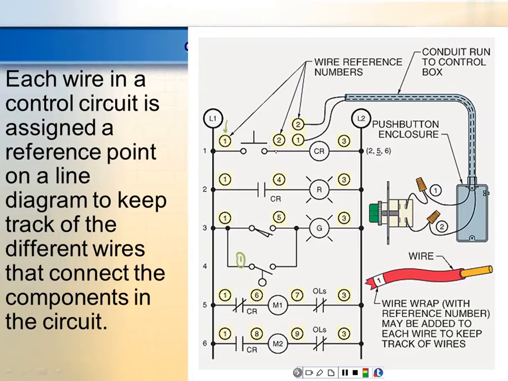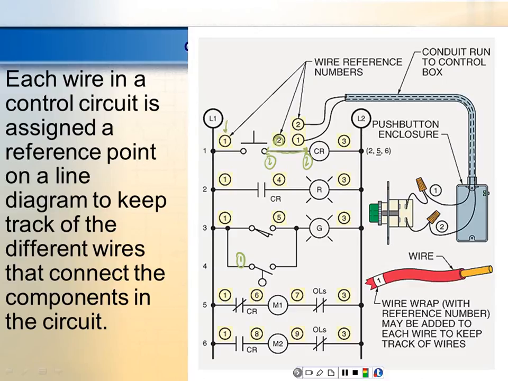Then I get over here. So now I start up here on rung 1. I go 1. Anytime you go through something, it gets another number. So I go through a push button. So this is line number what? 2. Okay? This wire is line number 2. So on this terminal I would have a 2 wrapped around the wire. Over here I'd have a 2 wrapped around the wire.